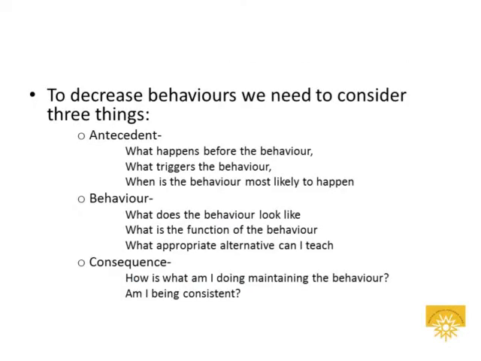So, assuming you've thought about all of the options and this really is your last resort, to decrease behaviours you need to consider 3 things. You want to think about the antecedent. What's happening before the behaviour, what triggers the behaviour, and when is the behaviour most likely to happen.